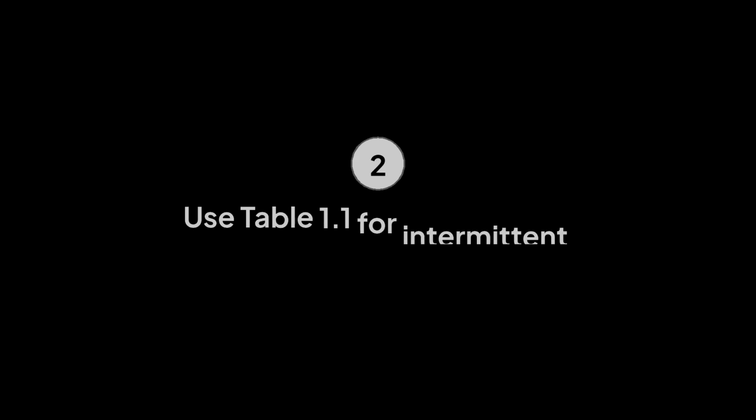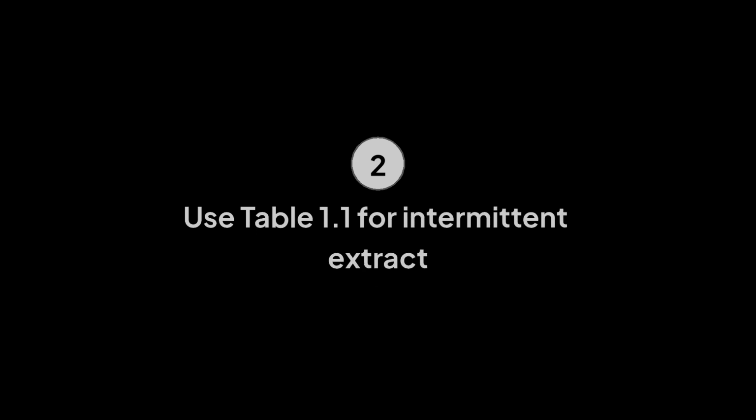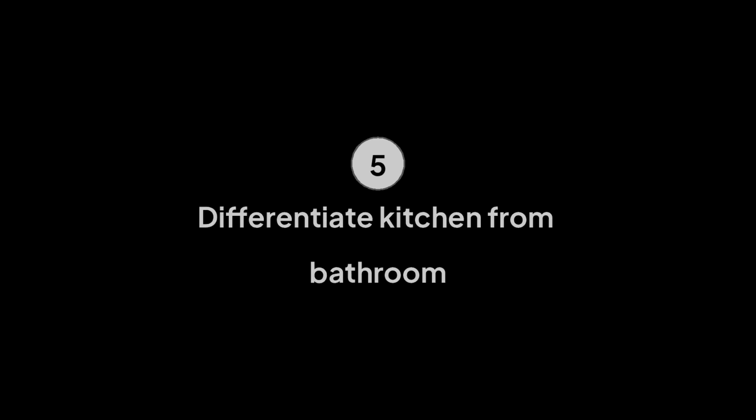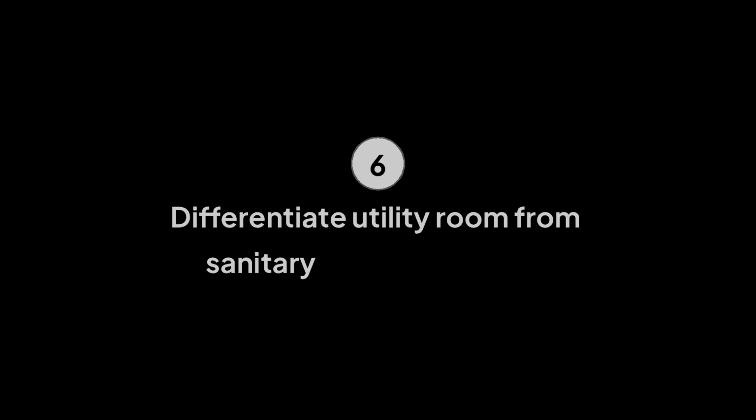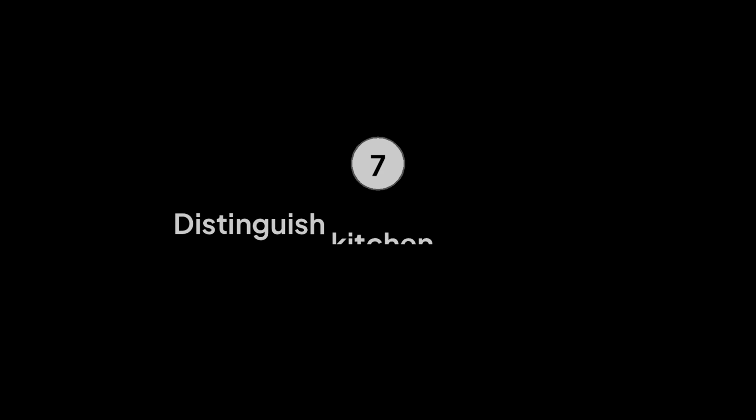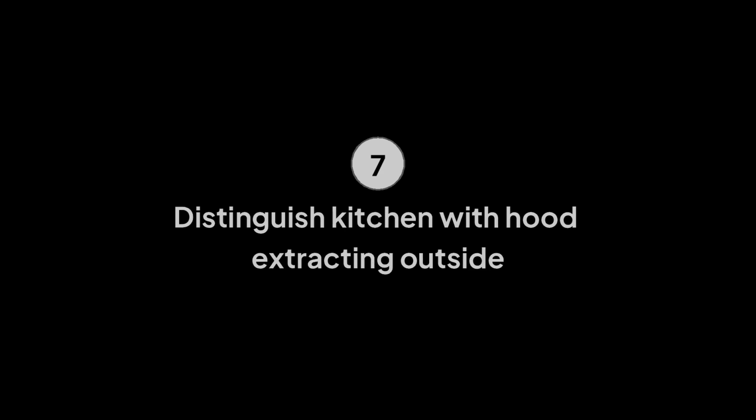First, identify the system type. If it is intermittent extract, go to table 1.1. If it is continuous extract, go to table 1.2. Second, identify the room type correctly. Kitchen is not the same as bathroom. Utility room is not the same as sanitary accommodation. And a kitchen with a hood extracting to outside is not the same as a kitchen with no outside extract route.